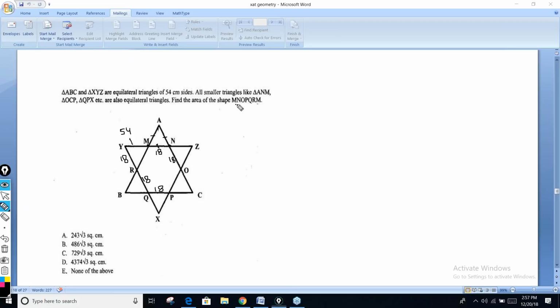So what do we need to find? We need to find out the area of the shape MNOPQR. The easy way to do it is to find the area of the hexagon, because all the sides are 18. If you know the area of the regular hexagon, you can directly do that. And if you do not know, the area of a regular polygon is n a square by 4 cot pi by n. You can get the answer directly from this because this is a regular hexagon.